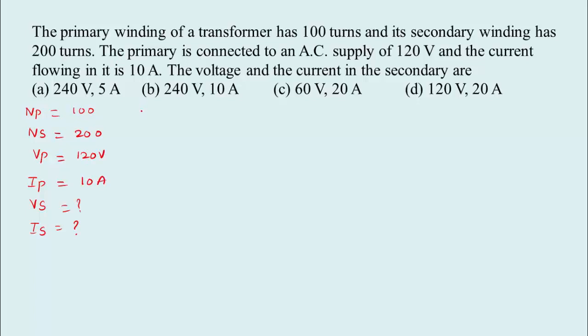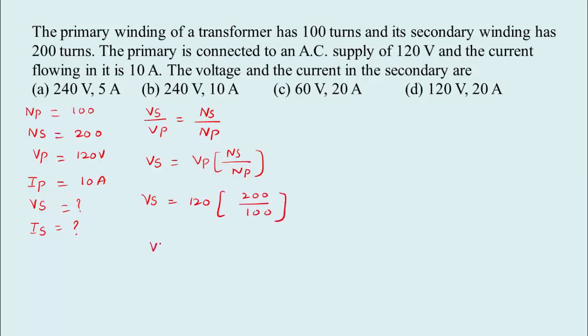Again we can use the same equation, that is Vs divided by Vp equal to Ns divided by Np. So Vs equal to, we can write it as Vp into Ns divided by Np. Substitute the values. Vs equal to, Vp is 120 volt and number of turns in secondary with respect to primary, that is 200 divided by 100. So we will get 240 volt.